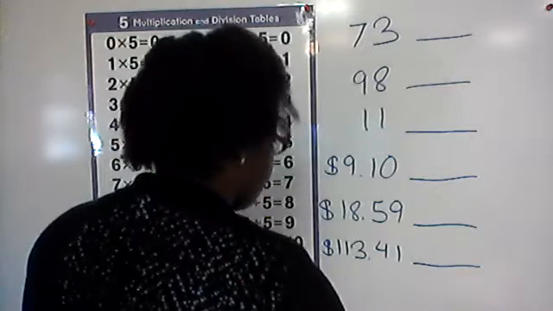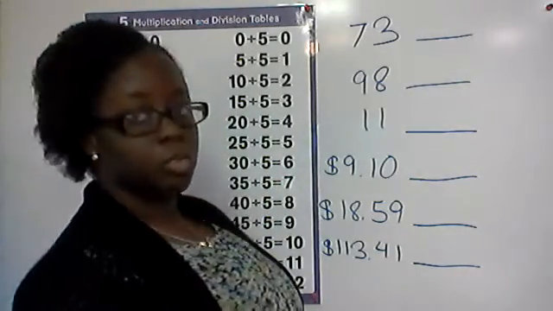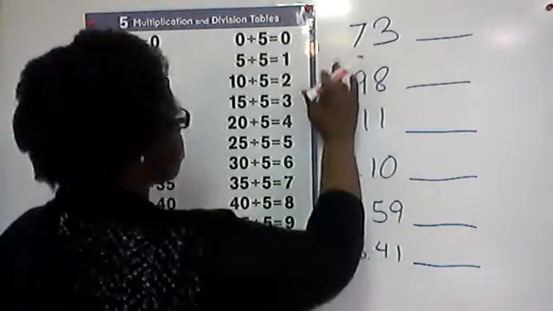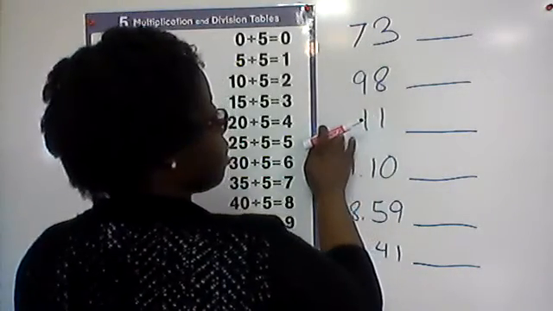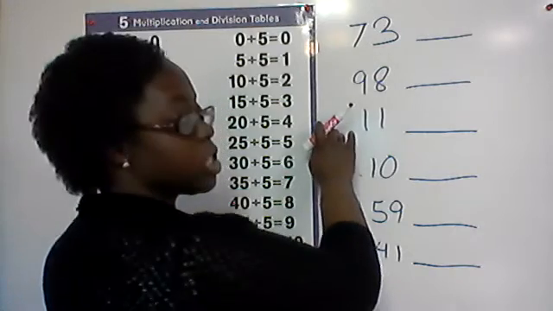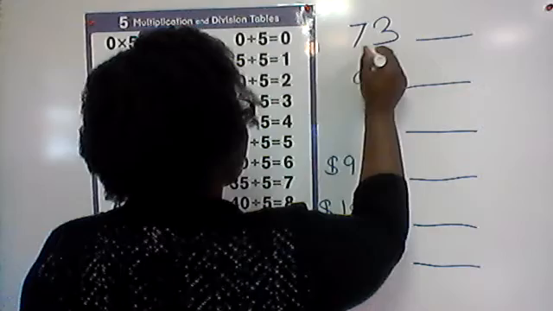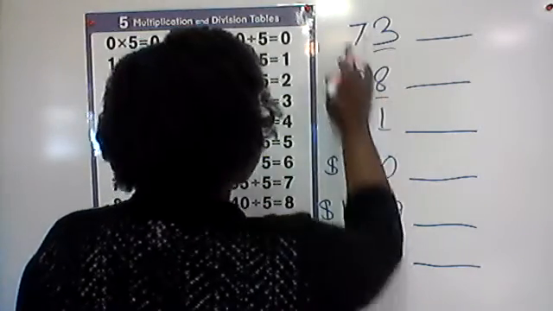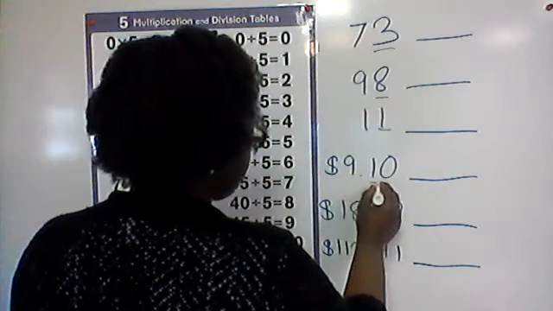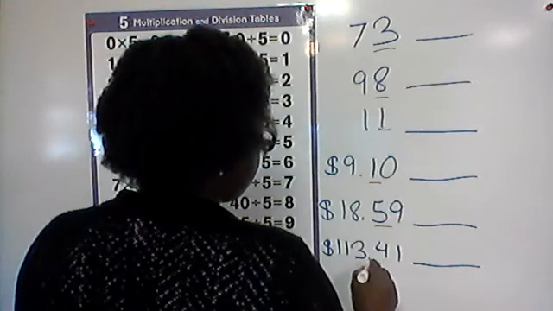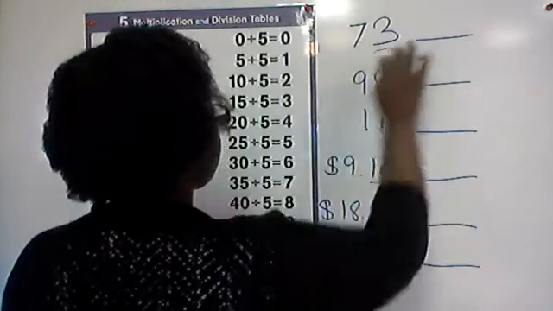Okay, so I'm going to go ahead and underline the place we're supposed to be looking at. When we're doing numbers, we're supposed to be looking at the what? The ones place. When we're doing numbers, we're looking at the ones place, and when we're doing money, we're looking at the dimes place to round it to the nearest dollar, okay? So I went ahead and underlined those to make it easier for us.